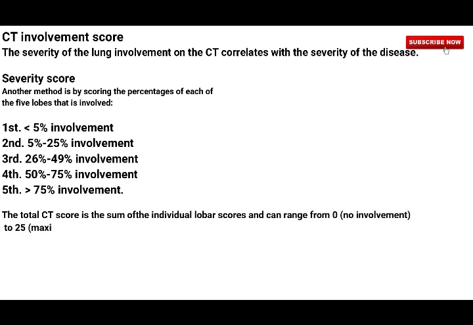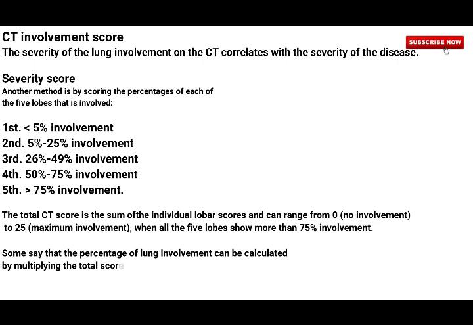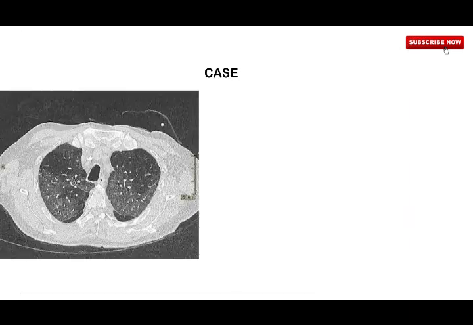The total CT score is the sum of the individual lobar scores and can range from 0, no involvement, to 25, maximum involvement, when all the 5 lobes show more than 75% involvement. Some say that the percentage of lung involvement can be calculated by multiplying the total score times 4. This however is not true. Suppose that all lobes have a 10% involvement. Then this would lead to an overall score of 10, which could lead to the impression that 40% of the lungs are involved.